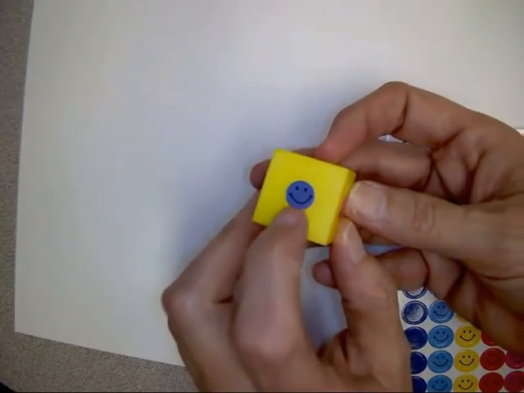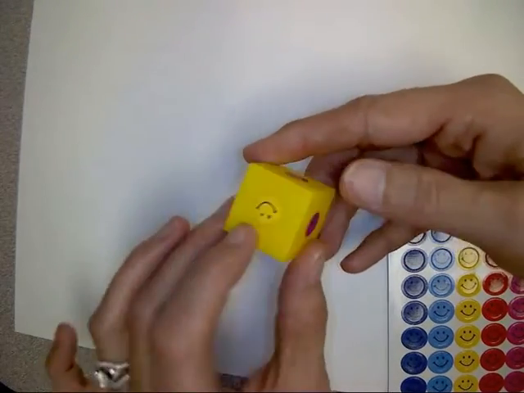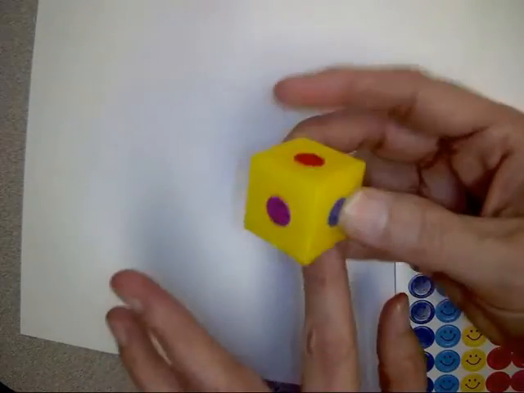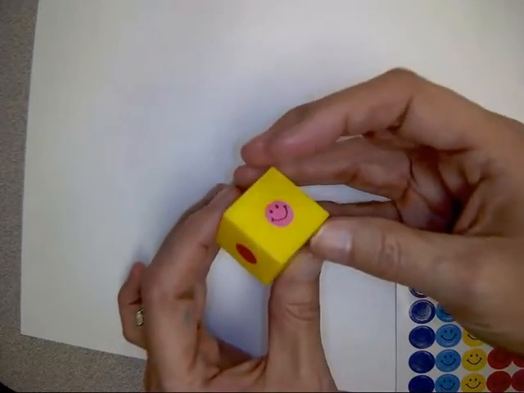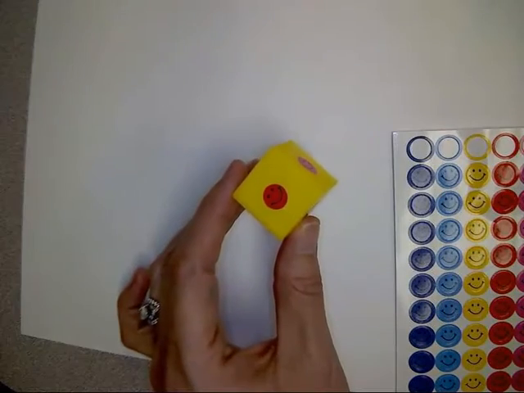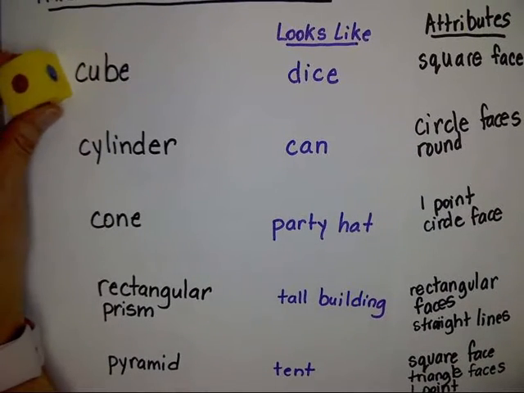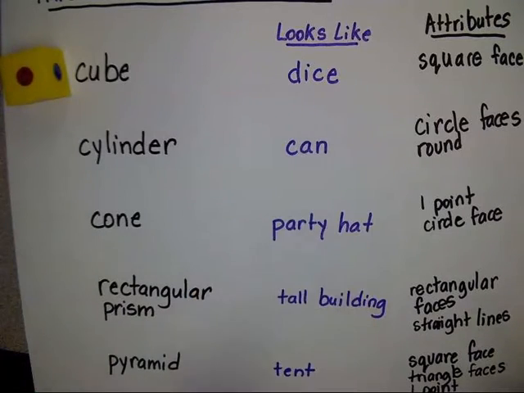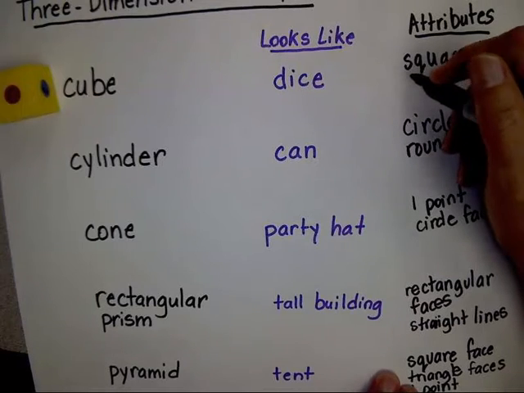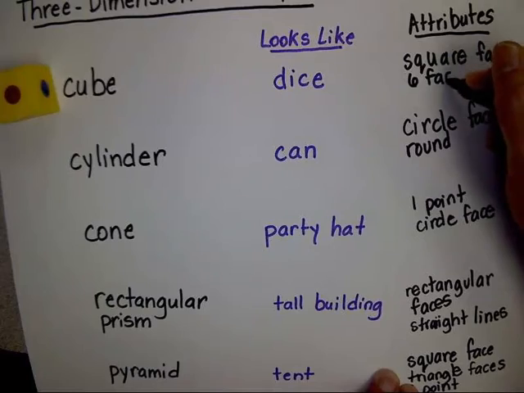Okay, let's start here with this blue one. 1, 2, 3, 4. I know I've already counted that one. 5, 6. So this cube has 6 faces. So we're going to add to our anchor chart here because we have cubes and we know it looks like dice, and we're going to add to the attributes as we discover them. So we know that a cube has 6 faces.